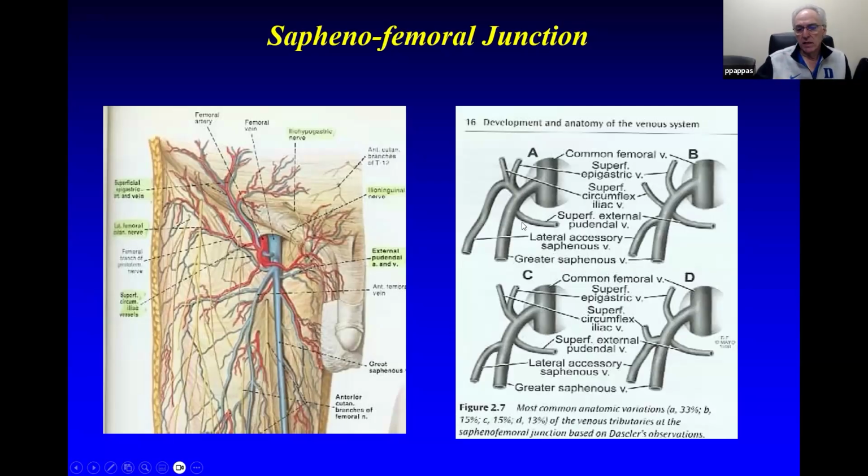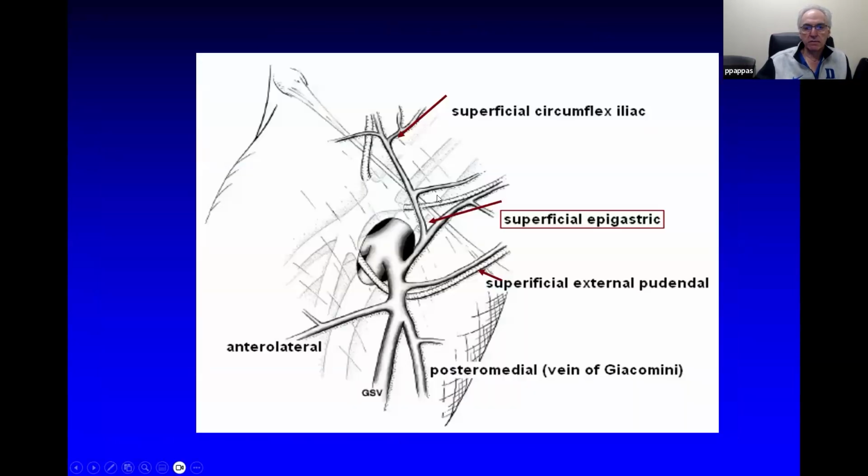The most common branch that causes recurrent varicose veins after an ablation is the anterior saphenous vein, which is the branch of the great saphenous vein. So again, this is the most common anatomy. We no longer call it the anterolateral saphenous vein, we call it the anterior. The posterior saphenous vein is the site where the vein of Giacomini anastomoses with the thigh extension.